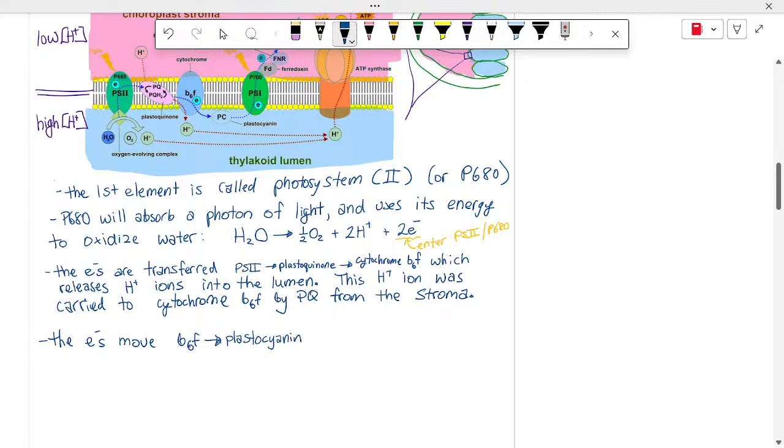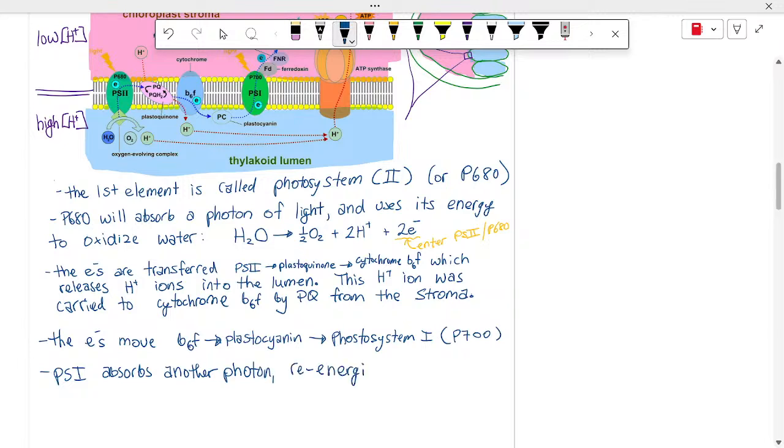And then to what we call photosystem 1, which we also sometimes call P700, because its peak absorption, though again not the only wavelength that absorbs at all, happens at 700 nanometers, which is a little bit lower energy. And PS1 absorbs another photon, re-energizing the electrons.